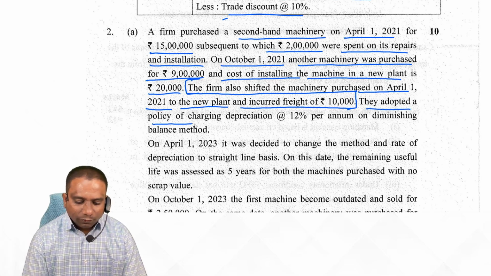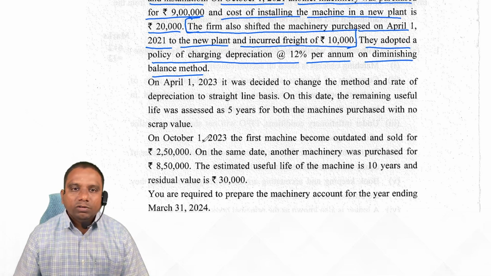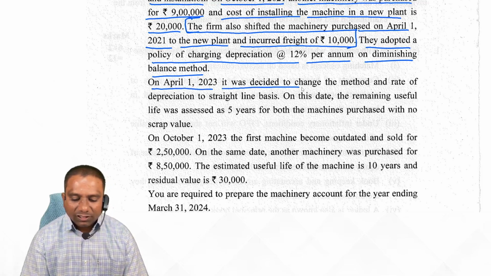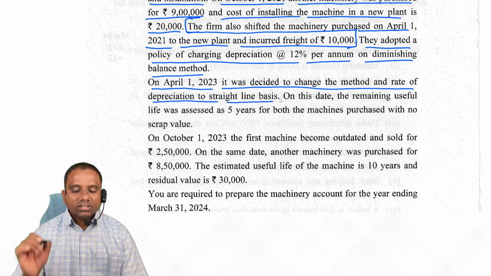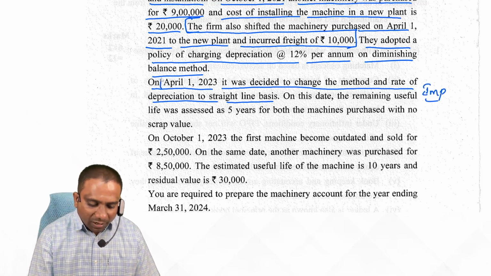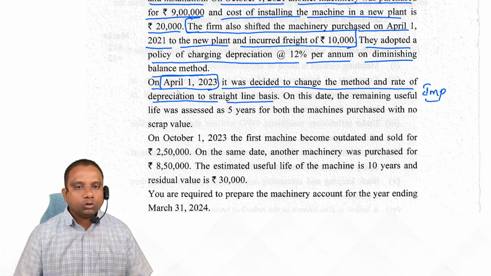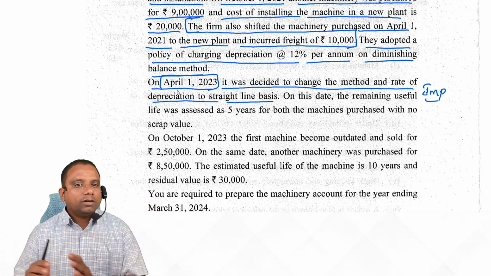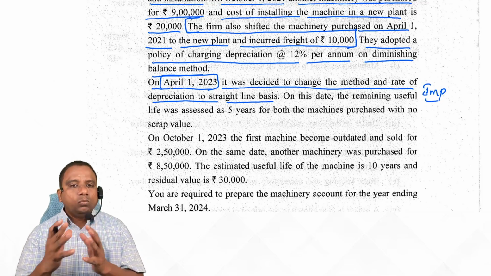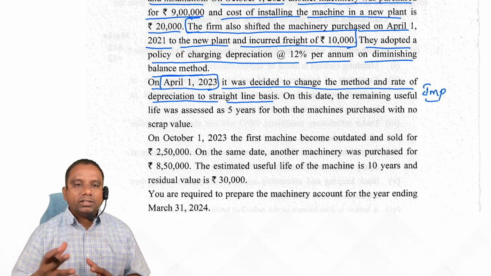They adopted a policy of charging depreciation at 12% per annum on diminishing balance method. The method of depreciation is WDV method and the rate of depreciation is 12%. Okay. Now on April 1st, 2023, it was decided to change the method and rate of depreciation to Straight line basis. Yes. So here is the important point. From April 1st, 2023, they are changing the method of depreciation along with the rate also. So earlier they followed WDV, now they are following SLM. Now, as on April 1st, 2023, whatever the book value of asset we have, that is considered as cost of asset in the new method, that is SLM.